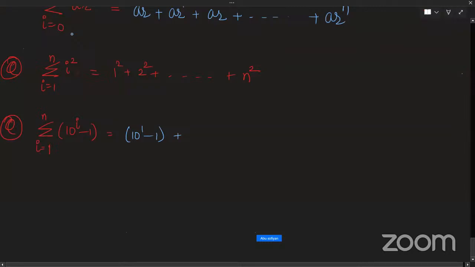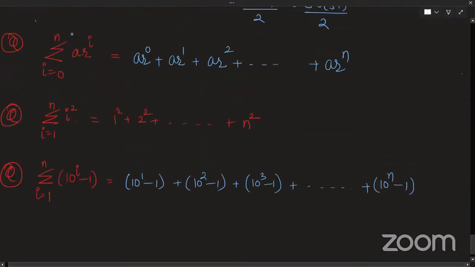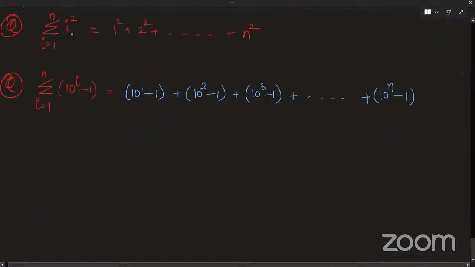Okay, plus, what will be my second term? 10 raised to power 2 minus 1. Correct. What will be my third term? 10 power 3 minus 1. So on till what will be my last term? 10 power n minus 1. Correct. So now you have clearly understood, right? What is meant by the term sigma.